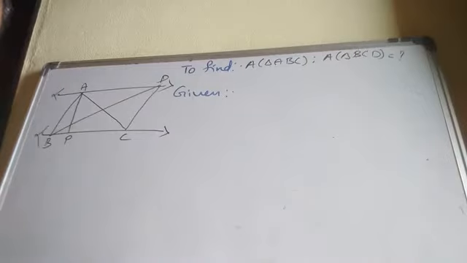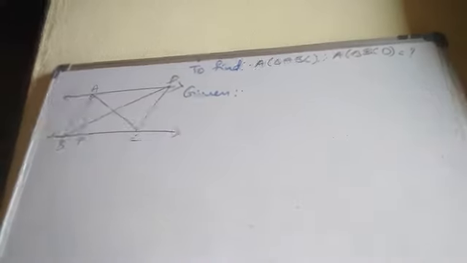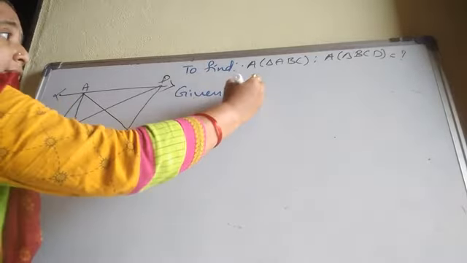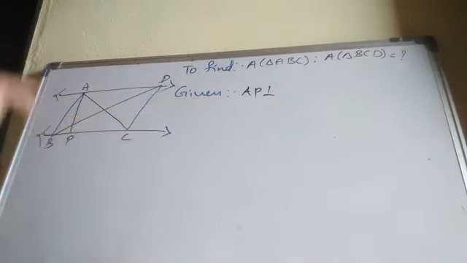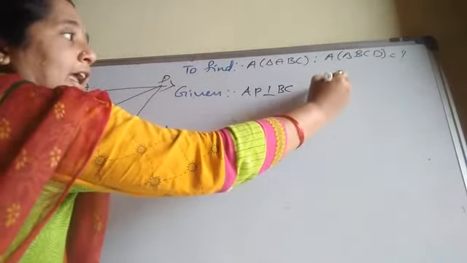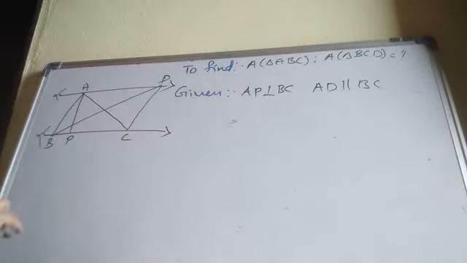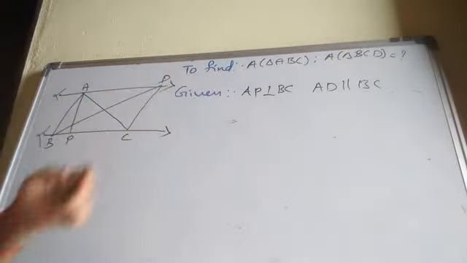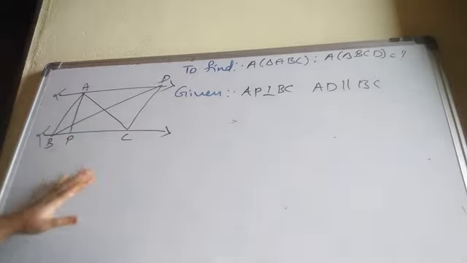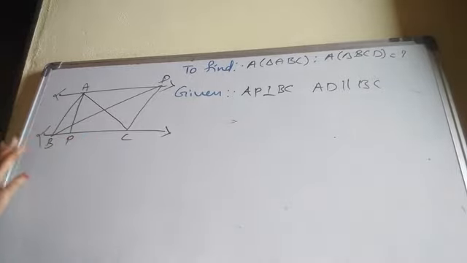Students, now coming to the fourth question. In the fourth question, two triangles are given. Given AP is perpendicular to BC. Still what is given? AD is parallel to BC. Find the ratio of area of triangle ABC to area of triangle BCD. Now I will explain orally. By seeing the figure, we will describe the figure.